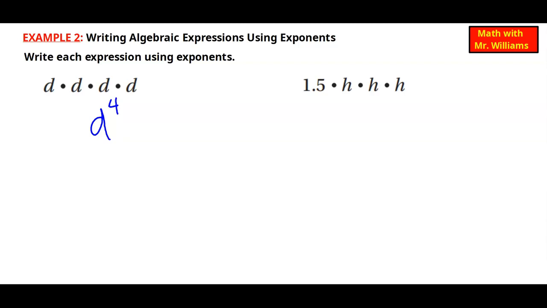All right, on to the second one. Here we have 1.5 times h times h times h. Well, there are 3 of these, and there's only one of the 1.5. So what we're going to do is write down one of the 1.5s. Then we're going to write the h right next to it, showing it's being multiplied to it. And now we're going to write the exponent of 3 on top of that h, showing that there are 3 of those h's being multiplied together.